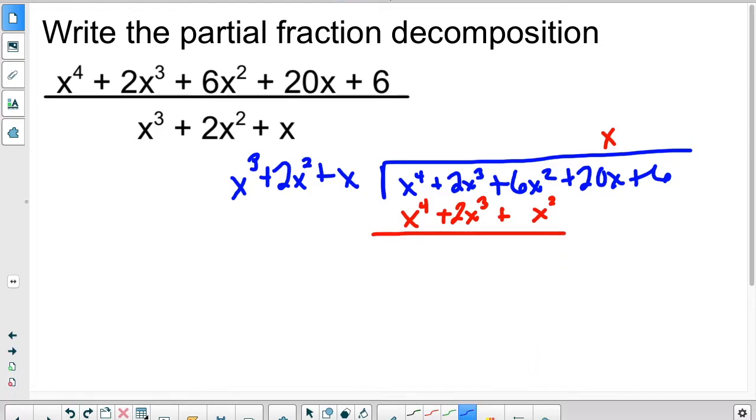And again, at this step, when we do our long division, we're going to subtract these. When we subtract them, x to the 4th minus x to the 4th cancels. 2x cubed minus 2x cubed cancels. 6x squared minus x squared gives us 5x squared. Now, is this degree less than the degree of the bottom? Yes. And we always want it to be less than, not equal to. So if this had worked out to be a 3rd power, we'd have to do another one. But here it worked out to be a 2nd power, so we'll bring everything down. Plus 20x plus 6.